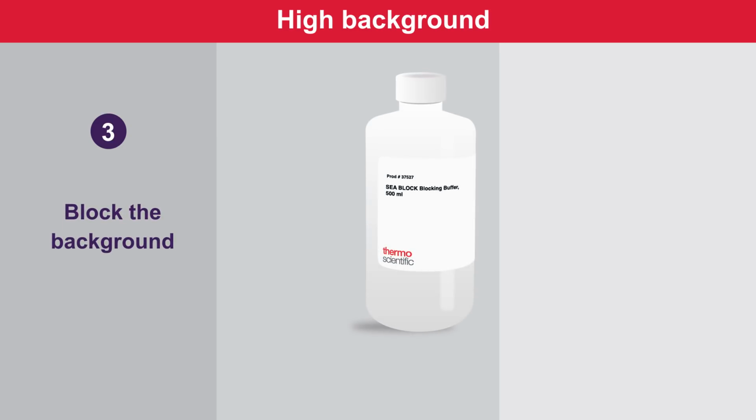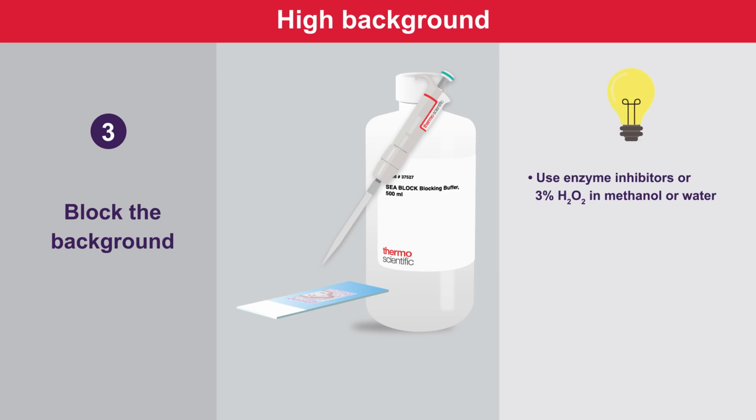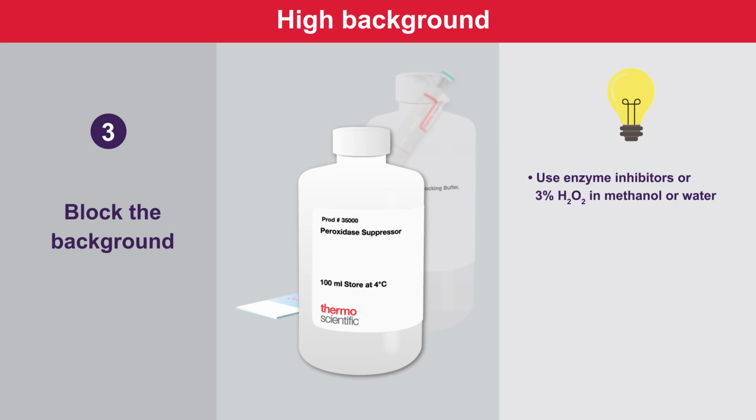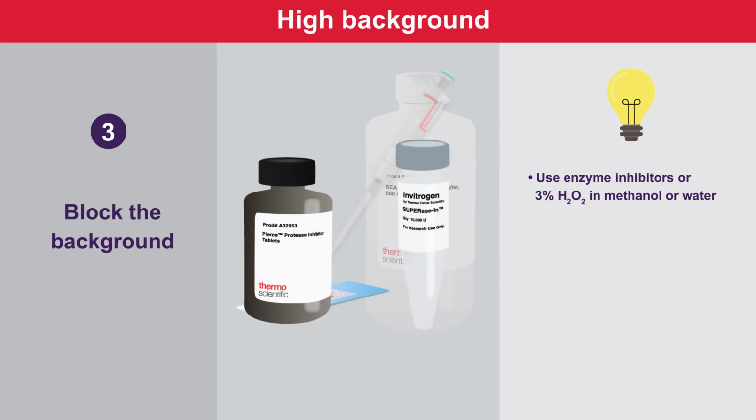Possible reasons for high background that occur during the blocking step include interference from endogenous peroxidases or phosphatases, which can be resolved by quenching the enzymes with 3% hydrogen peroxide in methanol or water. A product such as Thermo Scientific's peroxidase suppressor can also be used. Alternatively, treat with enzyme inhibitors for alkaline phosphatases.